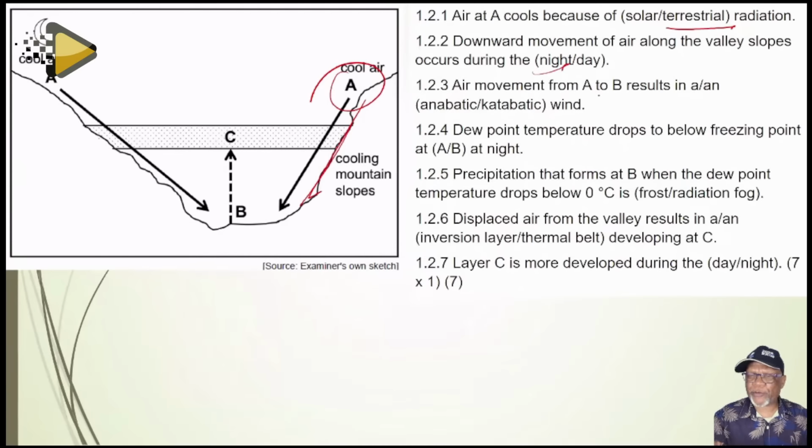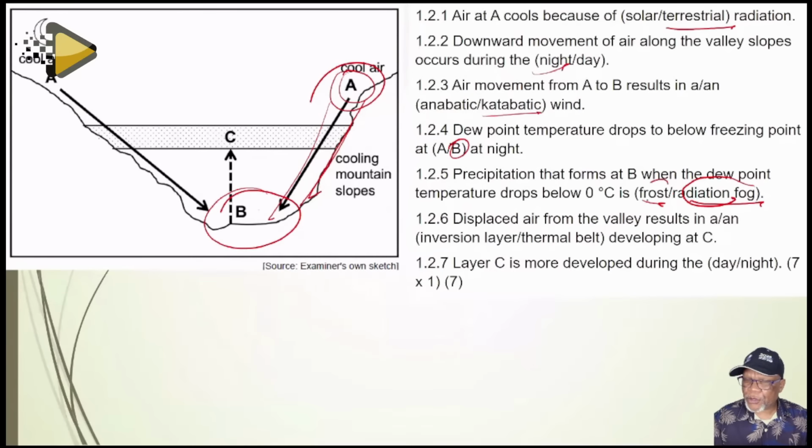And then the air movement from A to B results in anabatic or katabatic. A to B is going to be katabatic. Anabatic will be the upslope movement during the day. Then the dew point temperature drops below freezing point at night, at A or at B? It will be at B. Precipitation that forms at B when the dew point temperature drops below zero is frost. It is a frost pocket.